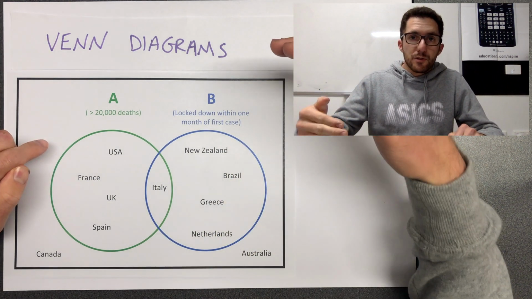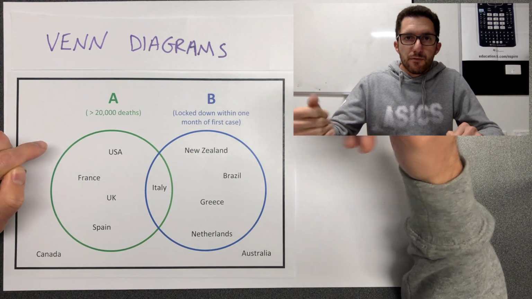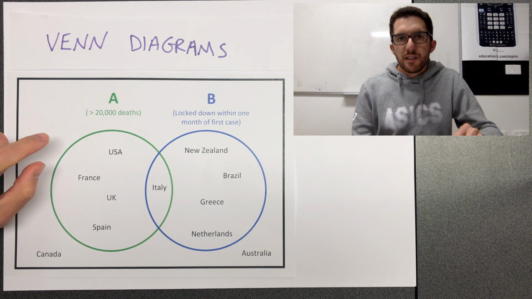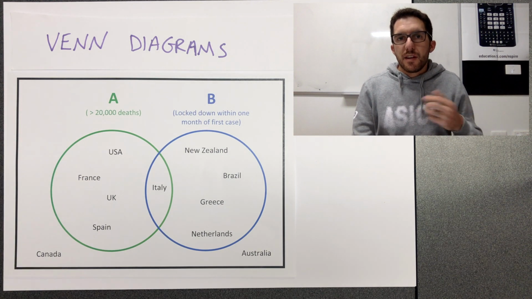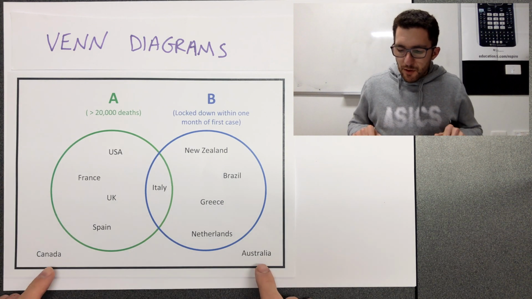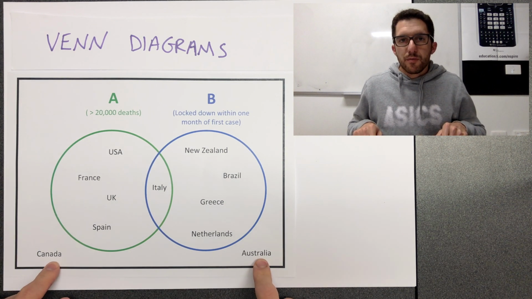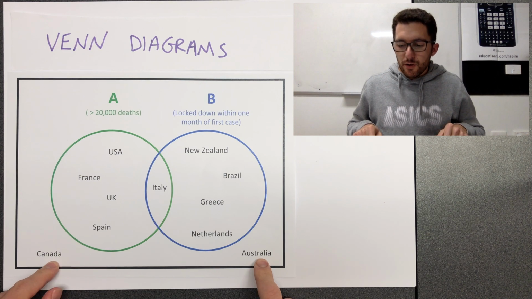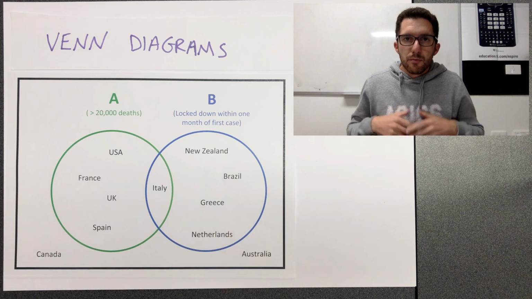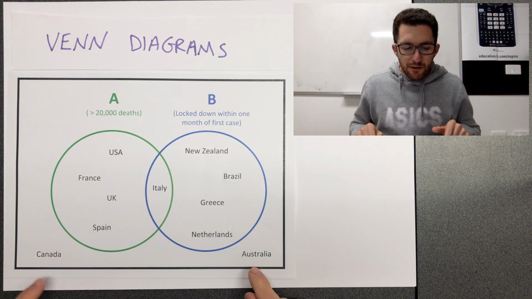Italy did enforce lockdown measures within 1 month of recording their first case, but they still went on to record more than 20,000 deaths. And so there must be other reasons why that caused them to have such a high death rate. The other thing you might notice is there are two countries down the bottom here which are not in either circle, but they're still within our box, they're still within our world of this problem. And that's Australia and Canada.